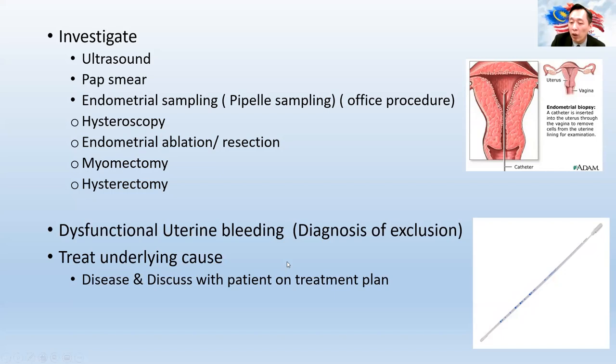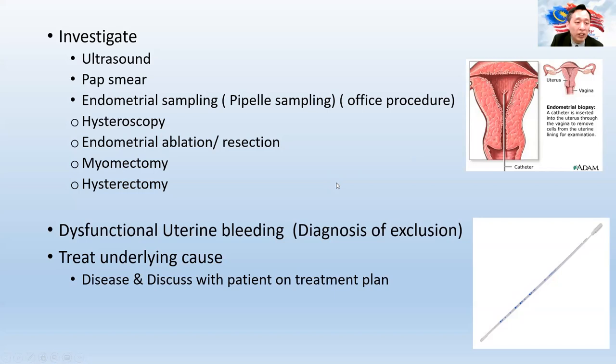Over the right side here, lower right side here, this is the Pipelle. There's an insert where you will withdraw, then it will create a vacuum. So basically, you do it like a D&C. You pass it inside the cervical os and cervical canal into the uterus. You just take some sample, maybe in three to five attempts, to take some tissue and send it for histopathological examination.